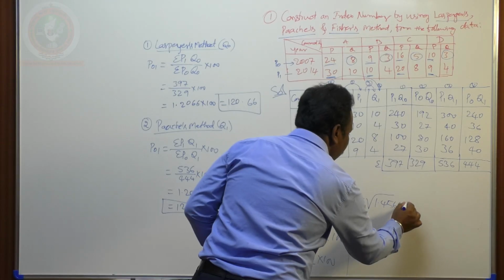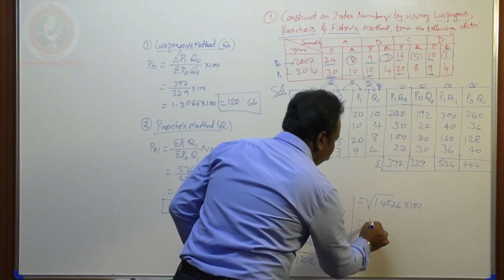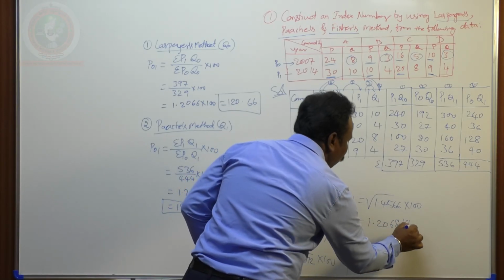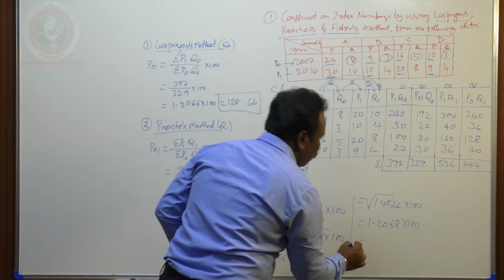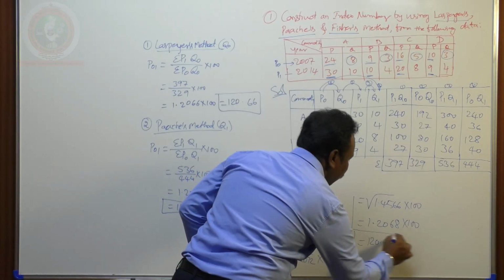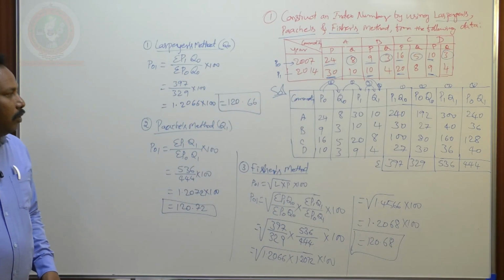1.4566 into 100. So, the square root cancels here, 1.2068 into 100. Now, the final answer is 120.68 as the index number under Fisher's method. So, this is the solution.